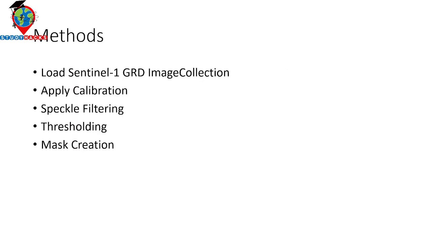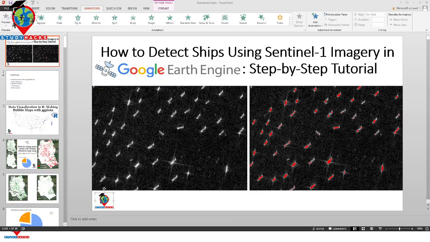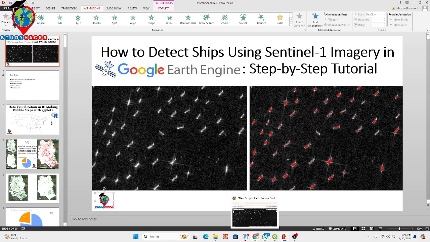So let's go. I will try to explain all of those things step by step. Then I hope you can easily get the idea of how to use Sentinel-1 SAR data to detect the ships. So let's go. I simply open my code editor.